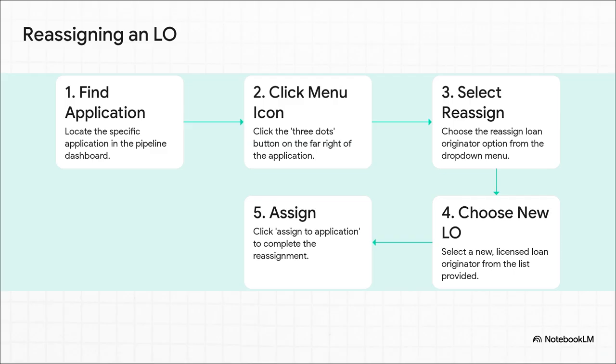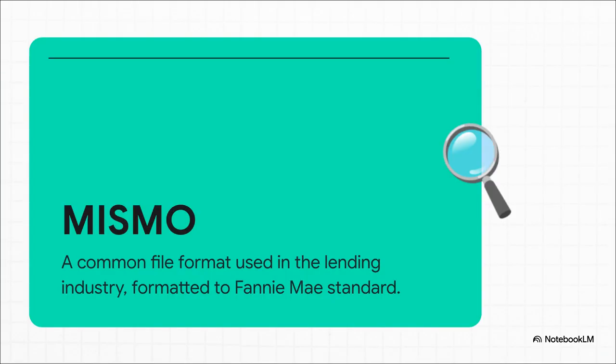It's a huge deal. Now, as you're working, you might see this term pop up, MISMO, and you might be wondering, what on earth is that? Well, think of it like a universal language for loan data. It's a standardized file format that lets all the different computer systems across the entire lending industry talk to each other perfectly. It's a really crucial piece of this whole puzzle.